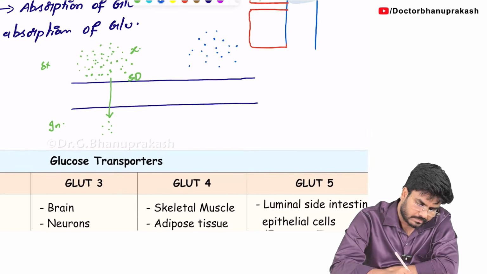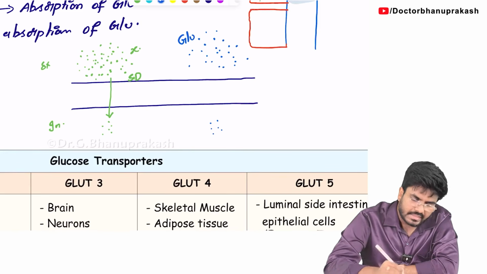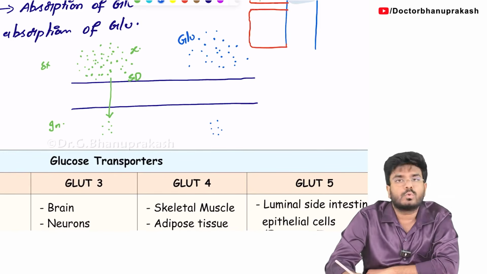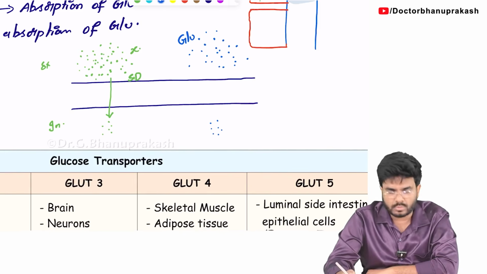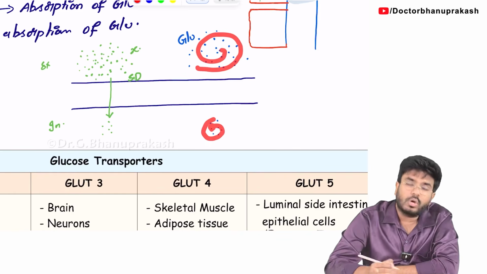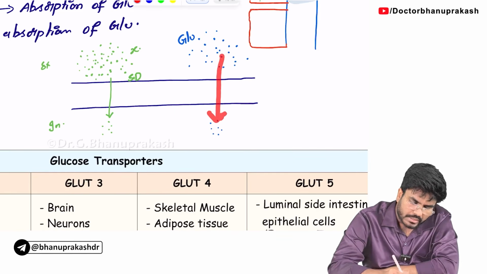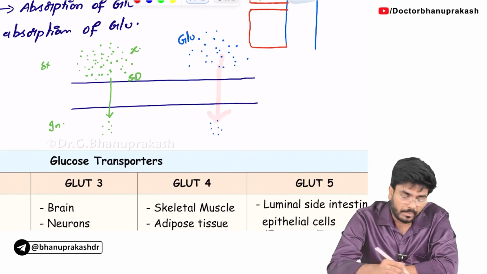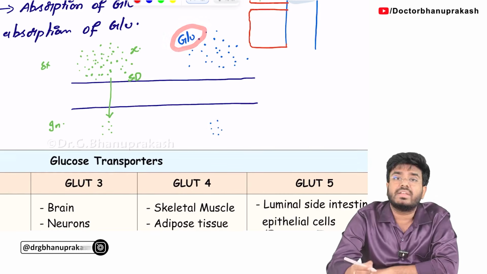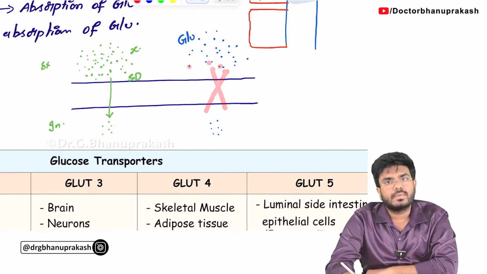Now let's see, on one side of the cell membrane I am showing a lot of glucose molecules. On the other side, inside the cell, there is less glucose. Outside more glucose, inside less glucose. So again here there is higher concentration, here low concentration. Now glucose can go from high concentration to low concentration, no doubt. But the problem is the size of the glucose molecule is very big. So these glucose molecules cannot cross the cell membrane.